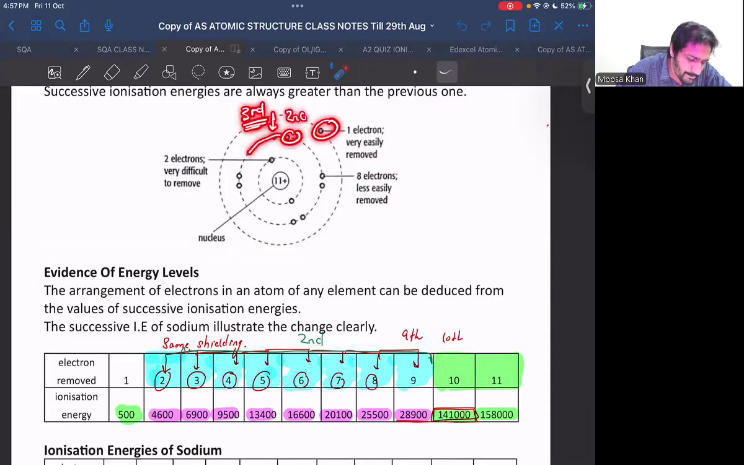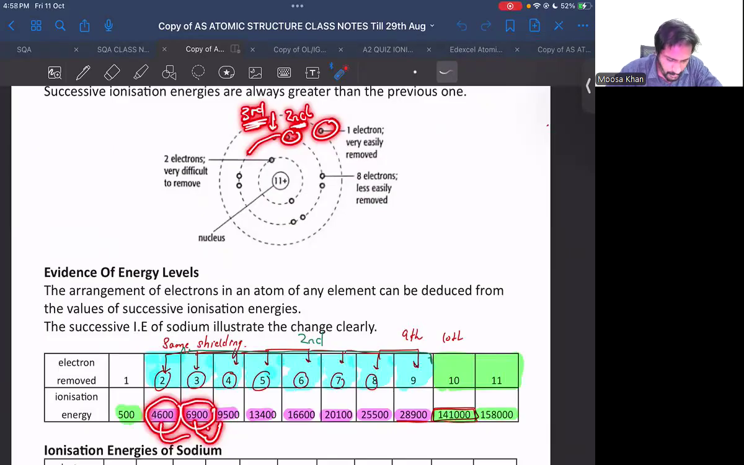So there won't be any big difference between the values of second and third ionization energy. Although third ionization energy should be greater than the second ionization energy, because once you keep removing electrons, the energy required to remove the remaining electron would always be greater. But there is not a very big jump between second and third ionization energy. It was 4600 and it has become 6900.